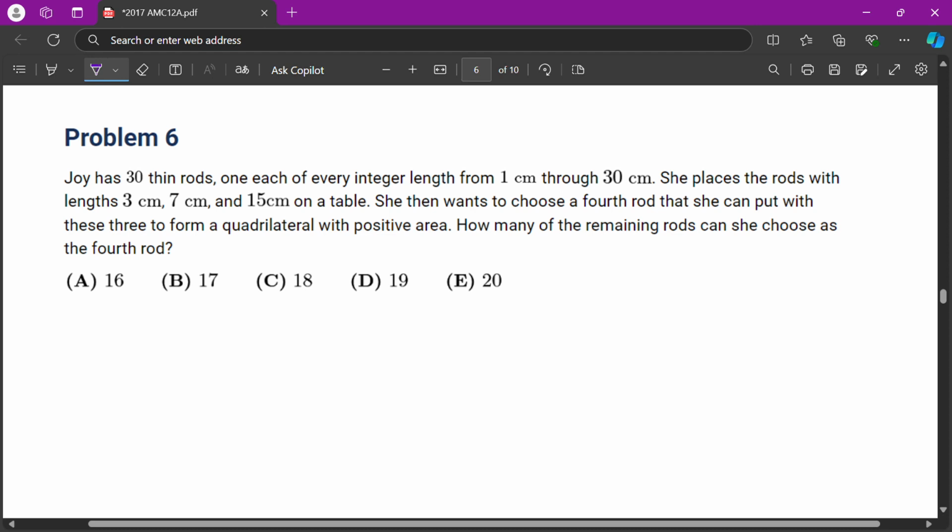Okay, problem 6 of the 2017 AMC 12A. Joy has 30 thin rods, one each of every integer length from 1 centimeter to 30 centimeters. She places the rods with lengths 3, 7, and 15 centimeters on a table. She then wants to choose a fourth rod that she can put with these three to form a quadrilateral with positive area. How many of the remaining rods can she choose as the fourth rod?